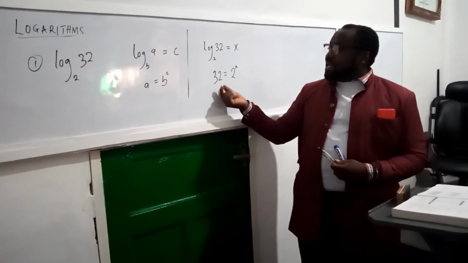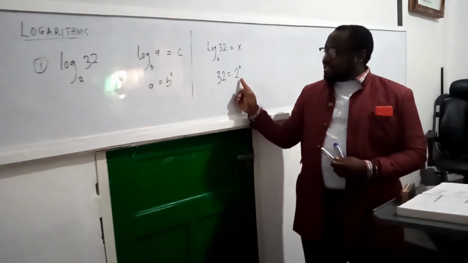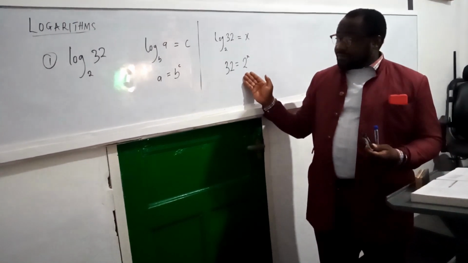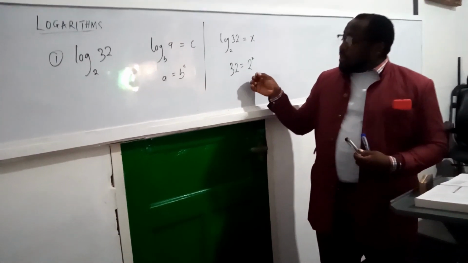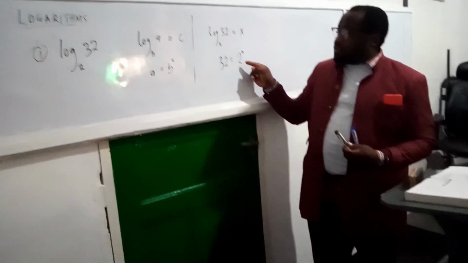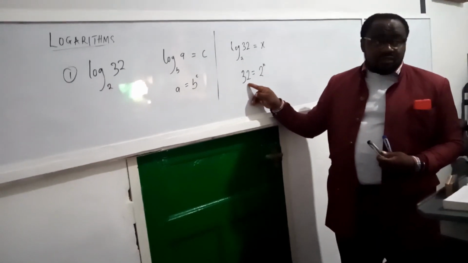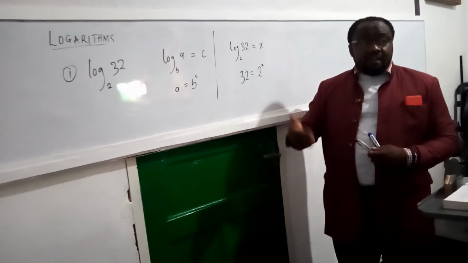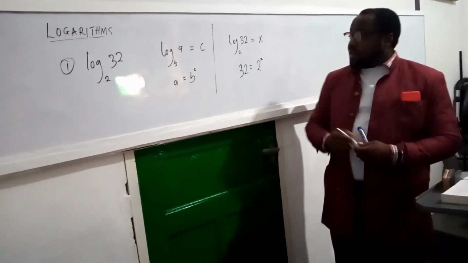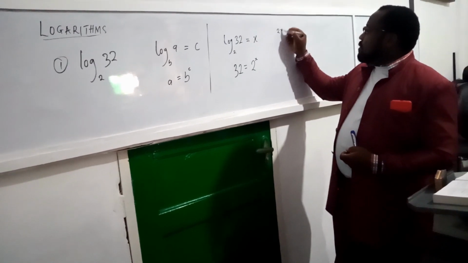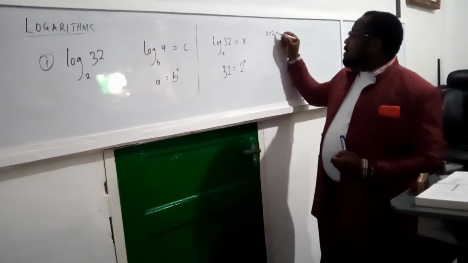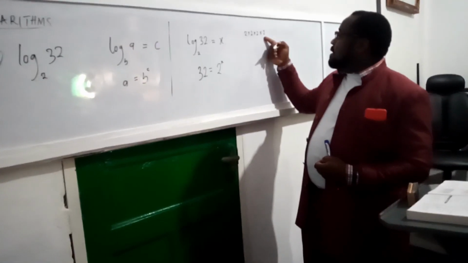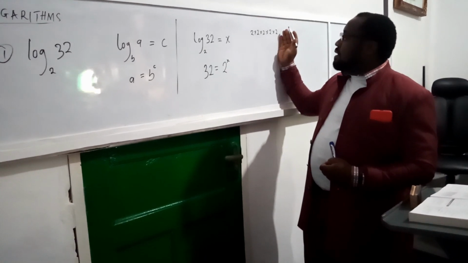Now we are supposed to find x. What can we do to make the base here the same as the base here? We want to find how many times 2 will multiply itself to give us 32. 2 times 2 is 4. 4 times 2 is 8. 8 times 2 is 16. 16 times 2 is 32.